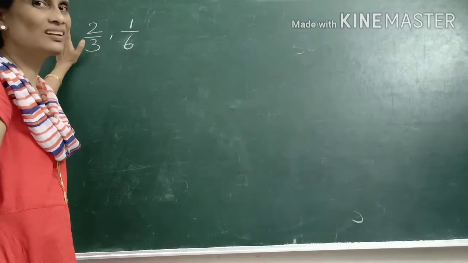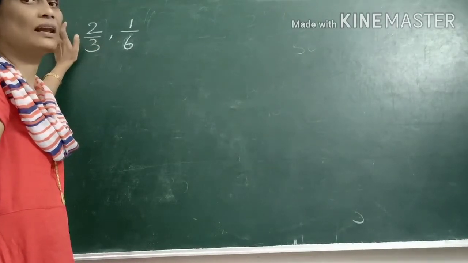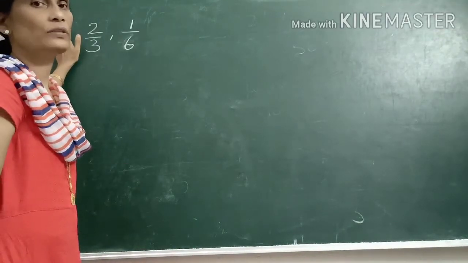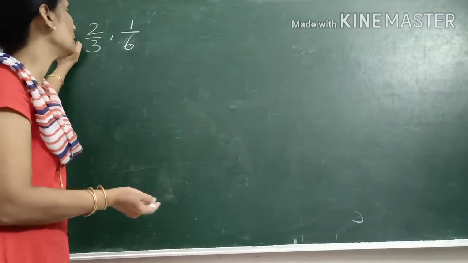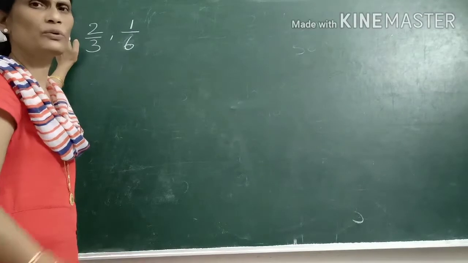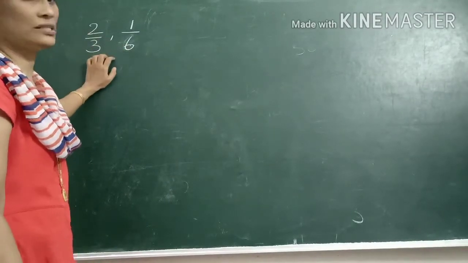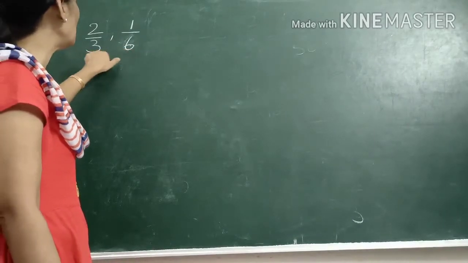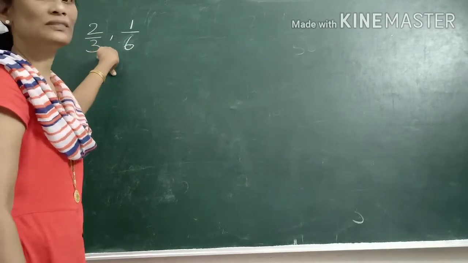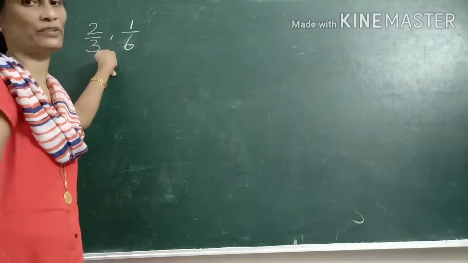Can you say? You can say only when these fractions are like fractions. If like fractions are there, without doing anything, we can easily say which fraction is bigger and which is smaller. You can compare it easily. But these are not like fractions. Like fractions means the denominators are same. So when they are not same, the first step is to change the unlike fractions into like fractions.